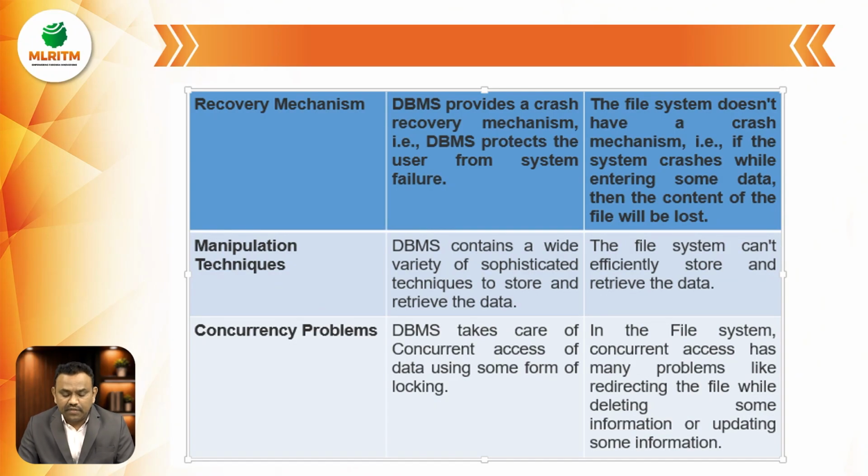So coming to the next difference, recovery management. In the case of DBMS, if any crash happens, it is capable of recovery that protects from system failures. Even if a particular database fails, it can be accessed from the other data center. The file system doesn't have any crash mechanisms. If the system crashes while entering some data, then the content of the file will be lost. So there may be a chance of losing the data.